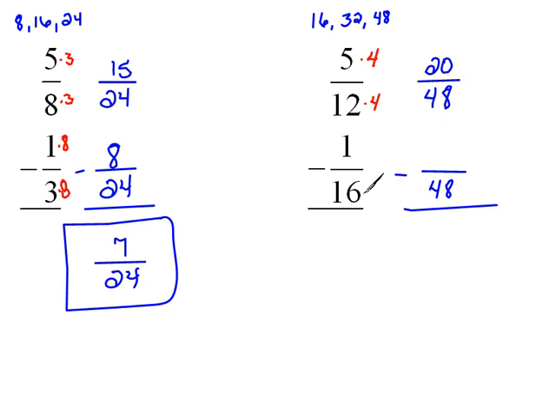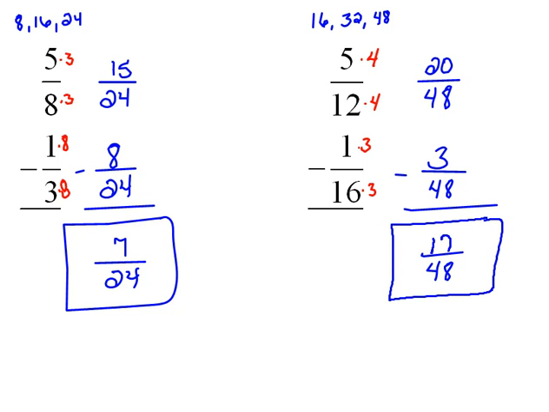And for our second fraction, 16 times 3 is 48, so doing the exact same thing to the top, 1 times 3 would be 3. Alright, so now we have 20 over 48 minus 3 over 48. So since our denominator is the same, we can keep that denominator, and 20 minus 3 would be 17. That can't be reduced down any, so our answer would be 17 over 48.